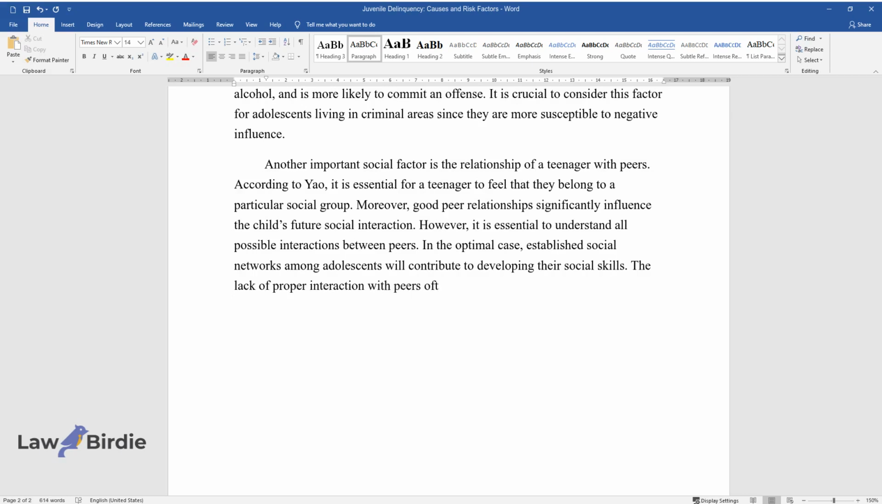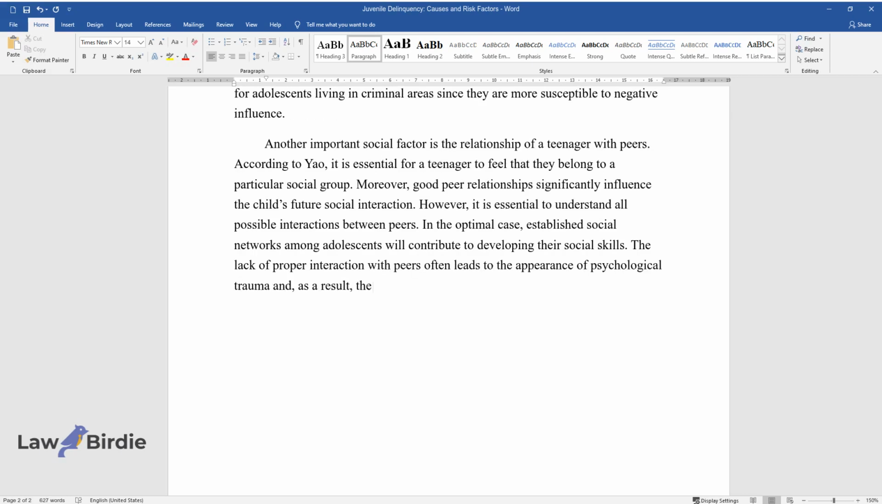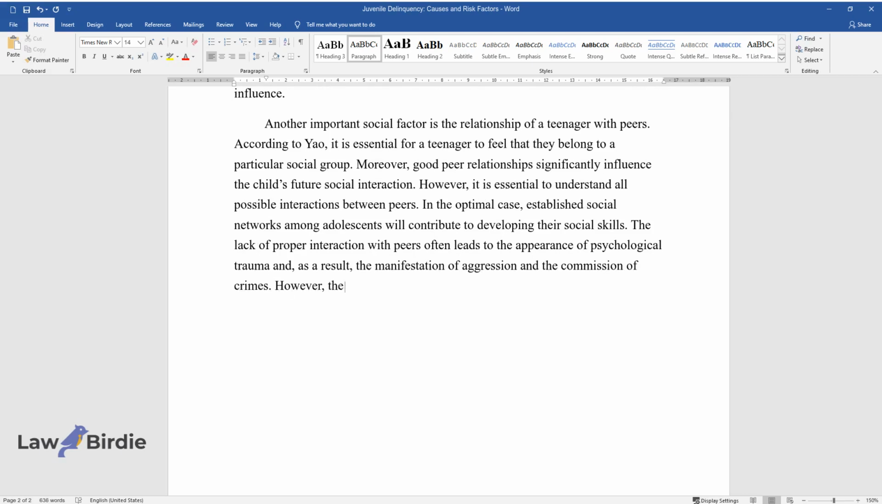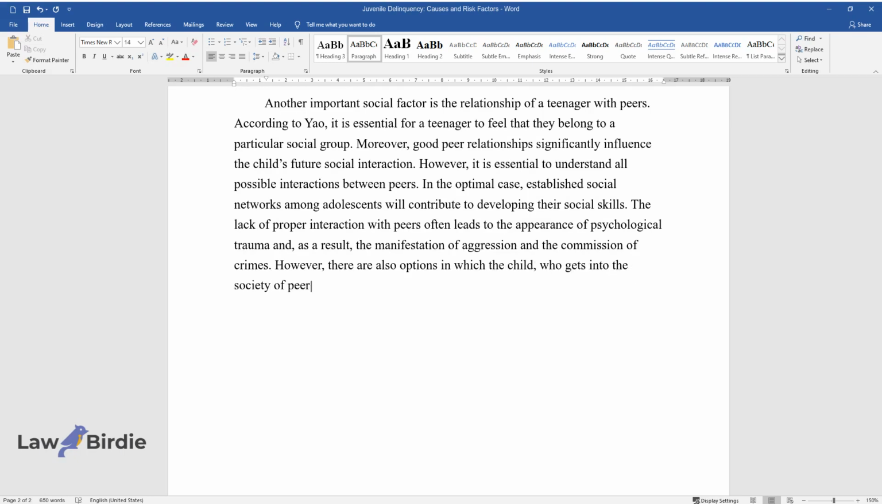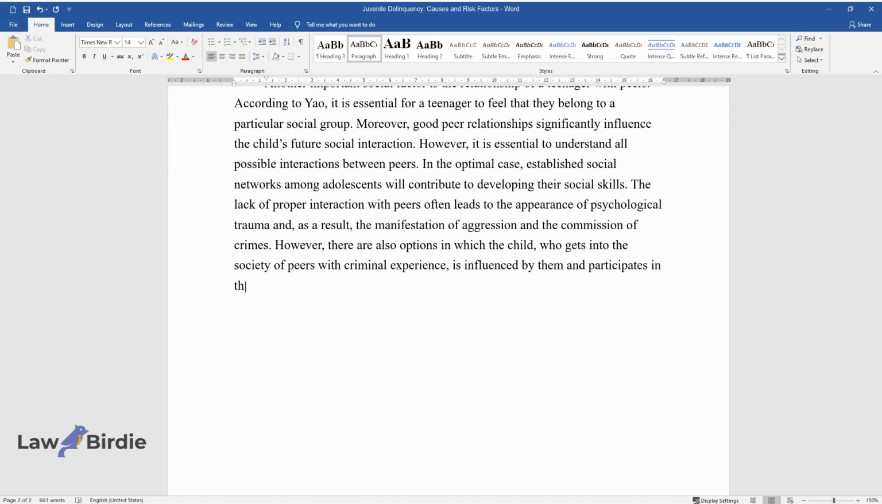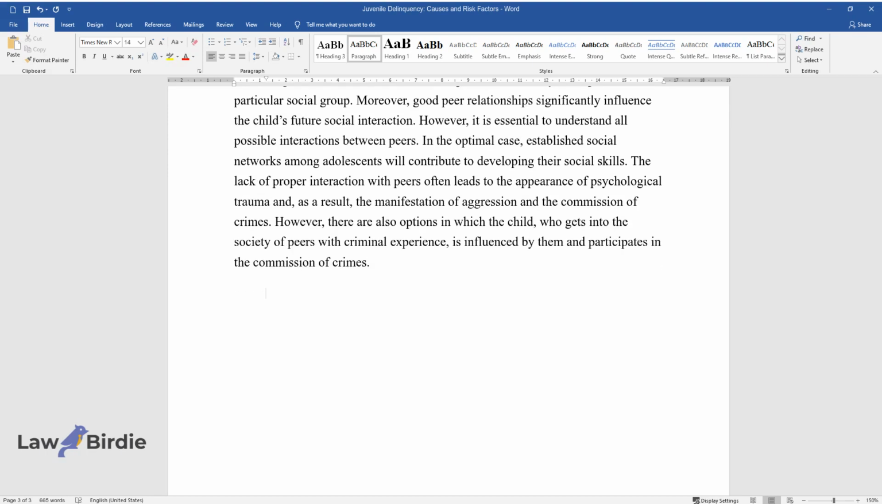The lack of proper interaction with peers often leads to the appearance of psychological trauma and, as a result, the manifestation of aggression and the commission of crimes. However, there are also options in which the child, who gets into the society of peers with criminal experience, is influenced by them and participates in the commission of crimes.